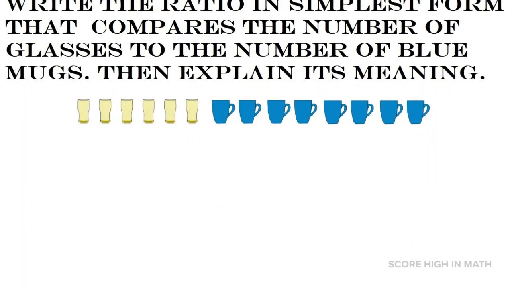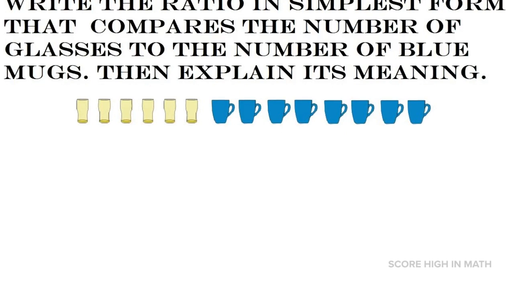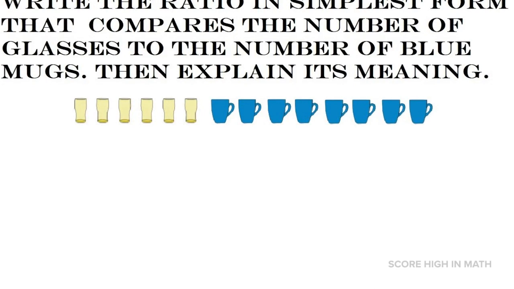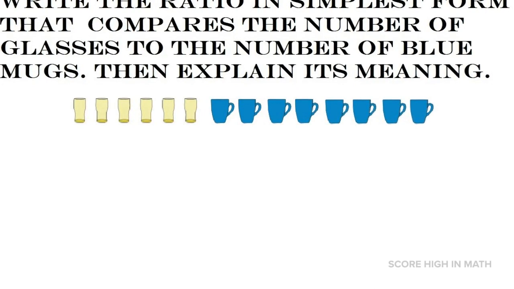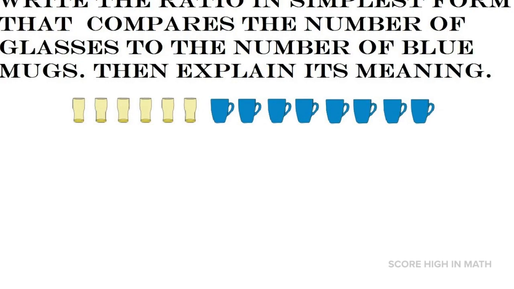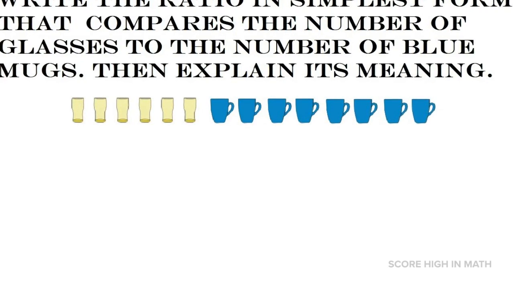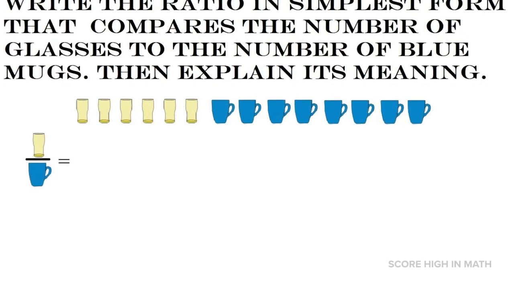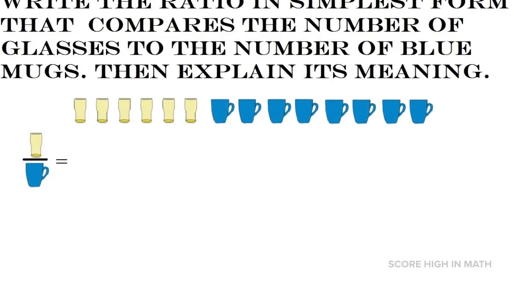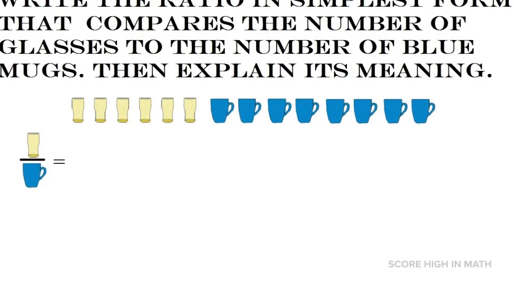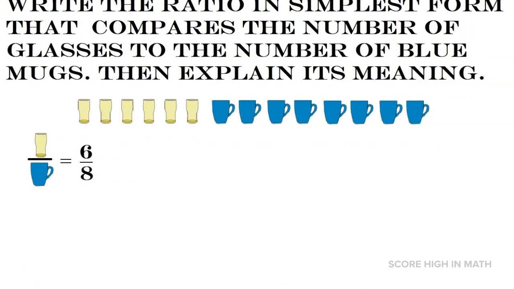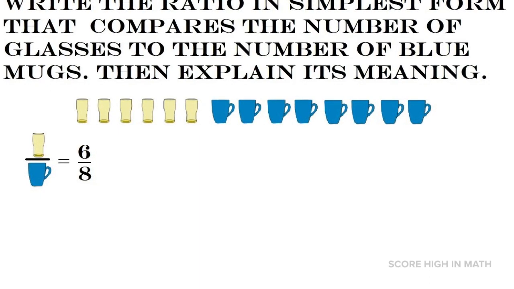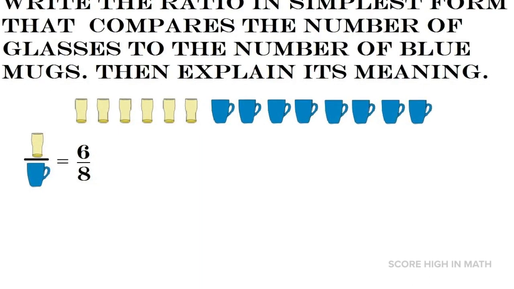Let us work on this example so that you will be guided. Write the ratio in simplest form that compares the number of glasses to the number of blue mugs. Then explain its meaning. How many glasses do we have and how many mugs do we have here? We can write the ratio of the number of glasses all over the number of the blue mugs. We have 6 glasses here and 8 mugs. Therefore, we can write the ratio as 6/8.